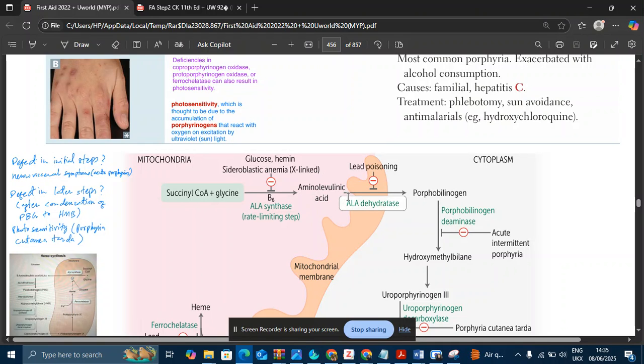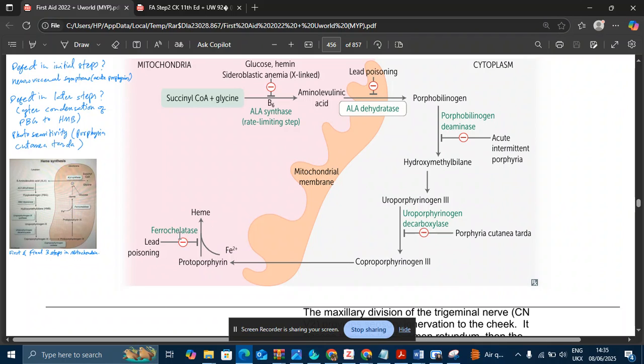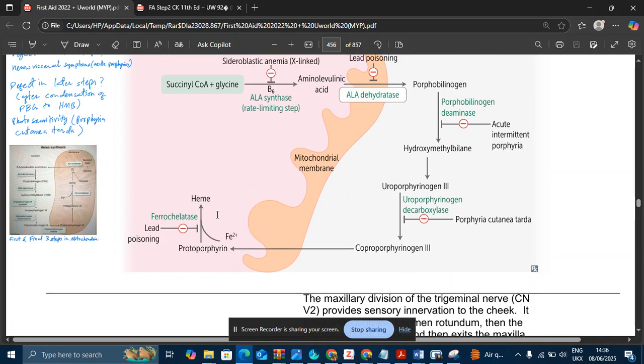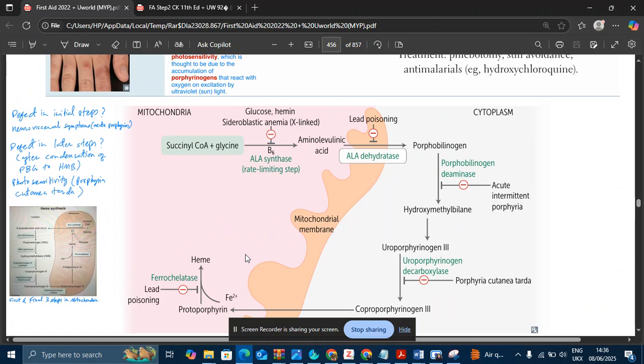Okay. Then this enzyme ferrochelatase is also inhibited in lead poisoning. So protoporphyrin cannot be converted into heme. So we will also see elevated level of protoporphyrin. Here I want to clear one thing, that porphobilinogen is different from protoporphyrin, because when I was studying for Step 1 and Step 2, these small things were really difficult for me because I got confused with porphobilinogen and protoporphyrin. So these two are different. Okay. ALA synthase and ALA dehydratase, they are different.